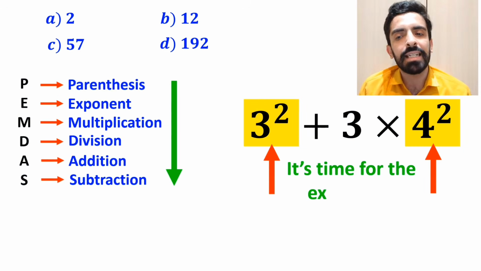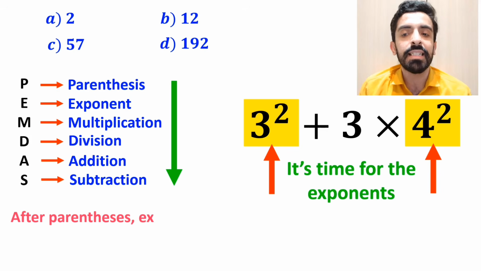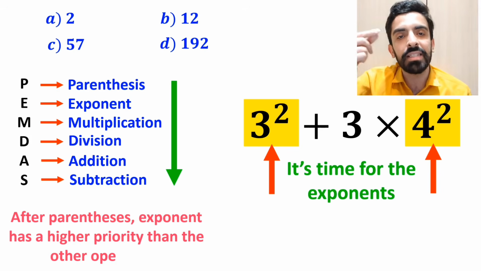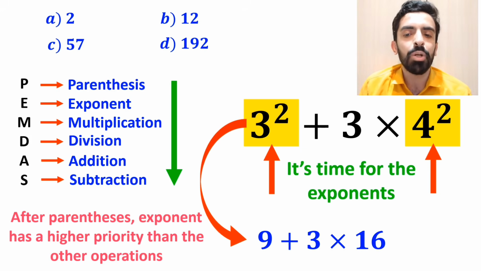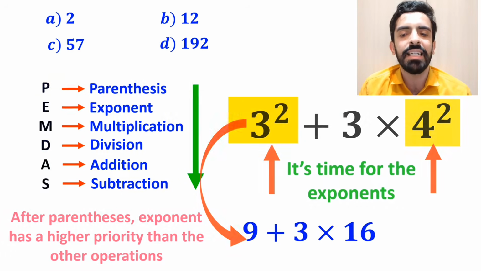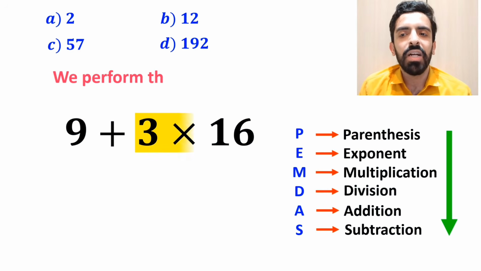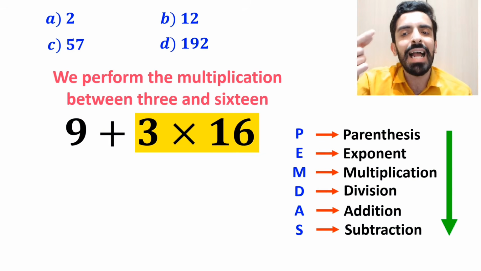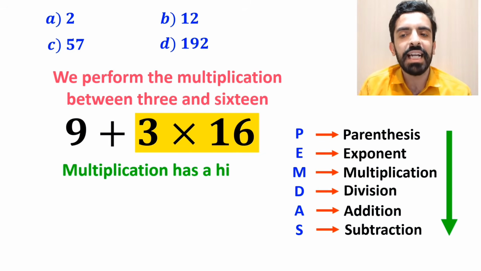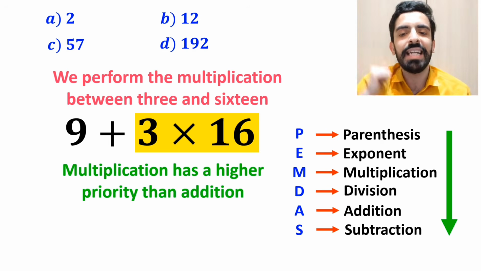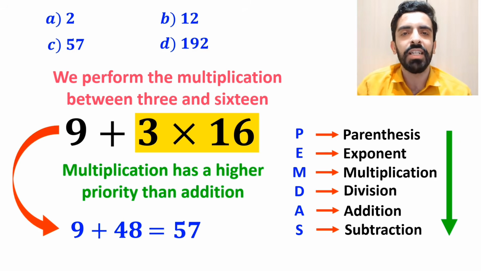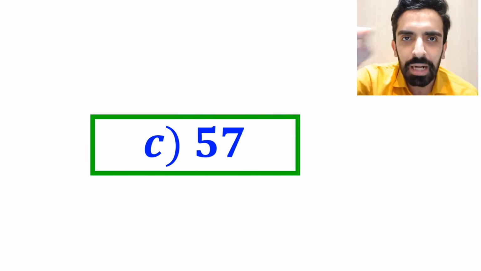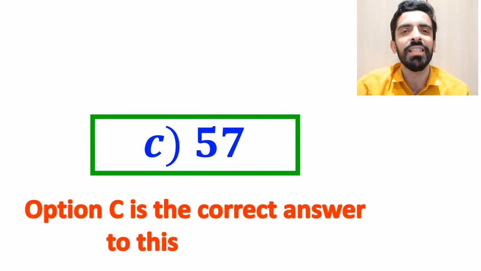Now it's time for the exponents because after parentheses, exponent has a higher priority than the other operations. So we rewrite this expression as 9 plus 3 multiplied by 16. In the final step, we perform the multiplication between 3 and 16 because multiplication has a higher priority than addition. And this expression becomes 9 plus 48, which finally gives us the answer 57. That's great. Option C is the correct answer to this question.